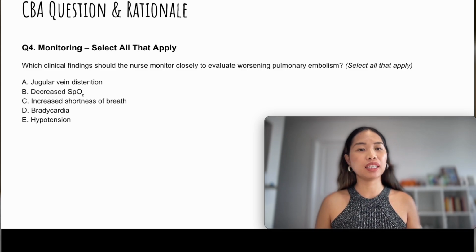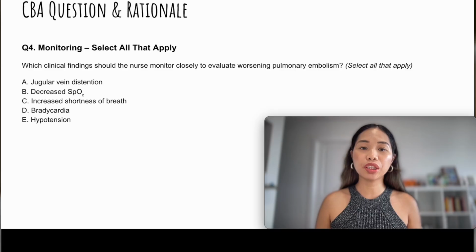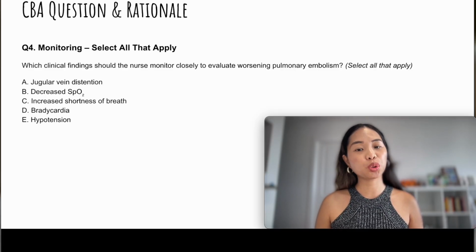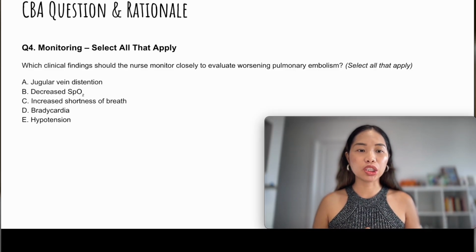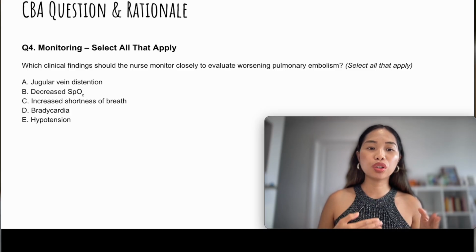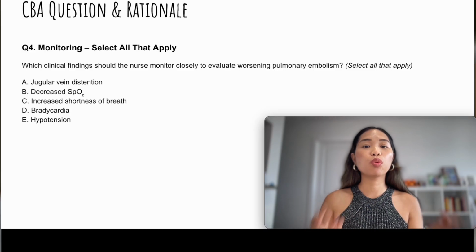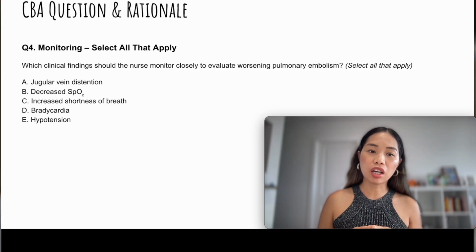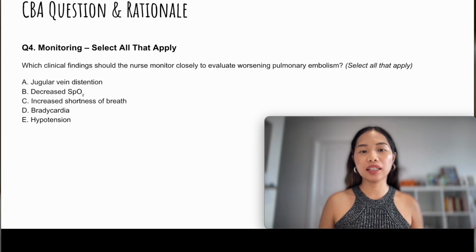And again, you have a select all that apply. Letter A, jugular vein distension or JVD, decreased SpO2, increased shortness of breath, bradycardia, and hypotension. Now, this question is pushing you to connect the dots, connect your assessment findings with what's happening to the patient physiologically. And the answer for this question would be letter A, letter B, letter C, and letter E.